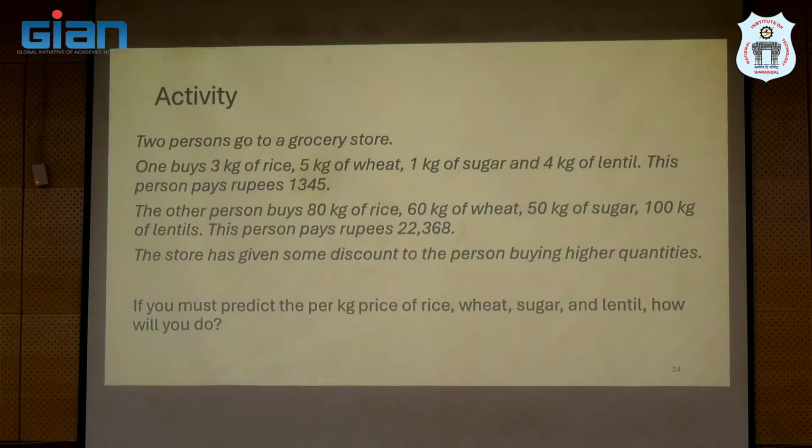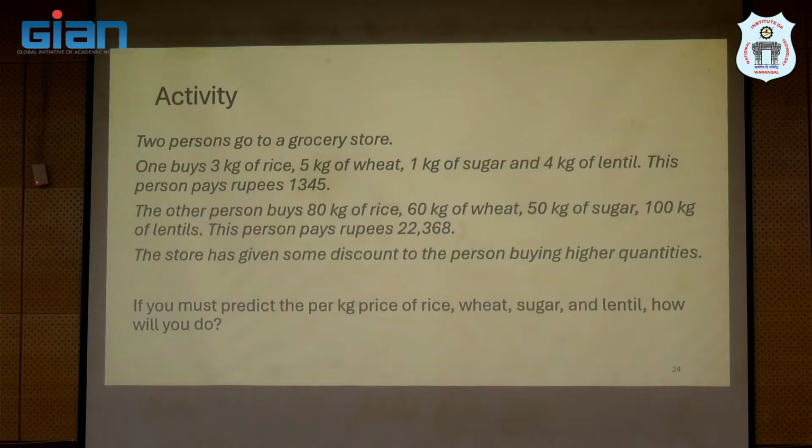Two persons go to a grocery store. One buys 3 kilograms of rice, 5 kilograms of wheat, 1 kilogram of sugar, 4 kilograms of lentil, and this person pays rupees 1,345. The other person buys 80 kilograms of rice, 60 kilograms of wheat, 50 kilograms of sugar, 100 kilograms of lentils. Probably is another store owner, or is having a function at his place. This person pays rupees 22,368. The store has given some discount to the person buying in higher quantities. Very typical, right? Volume discount will be there.